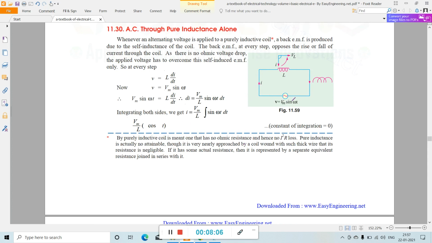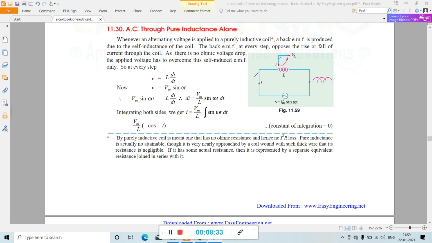Okay, so the next part is AC through pure inductance alone. So here the circuit diagram is given. This is the inductor L, and this is the supply voltage V equal to Vm sin omega t. This supply voltage is given to this inductor through this circuit. Here the current flowing through this circuit is I.